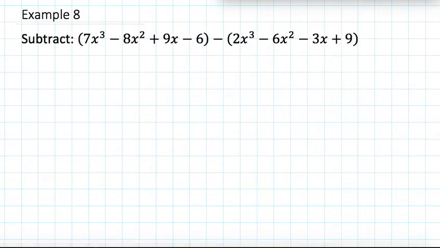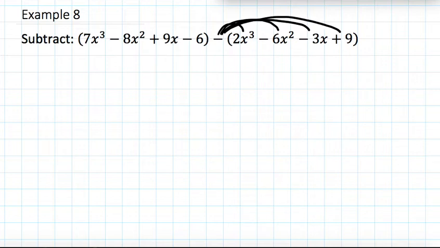The last example problem that we're going to do here is example 8, and this is a subtraction problem. Subtraction tends to be where people make mistakes because of the negative signs. So you have to be very careful. Because when you're subtracting, everything in this second set of parentheses is subtracted. So I'm doing minus 2x to the third, minus negative 6x squared is going to change to plus. Minus negative 3x is going to change to plus, and this is going to be minus 9.